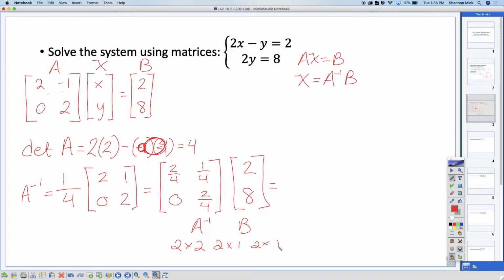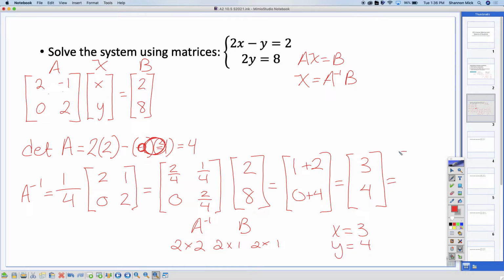Okay, so 2 times 2 fourths is... well, 4 fourths, so 1. And then 1/4 of 8 is what? 1/4 of 8 is 2. Okay, well 0, right? And 2/4 of 8 is 4. So 3 and 4. So what is X? 3. Y is 4.